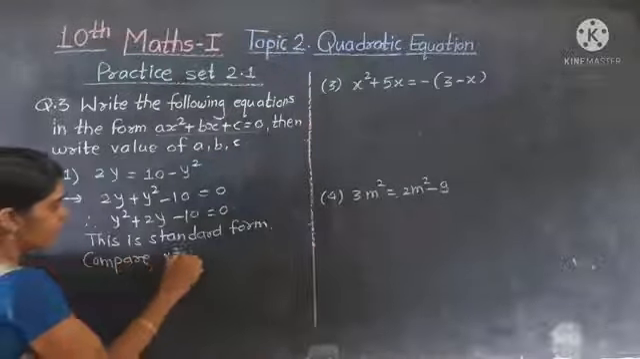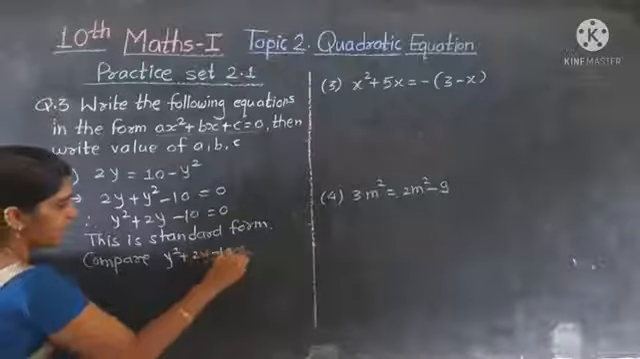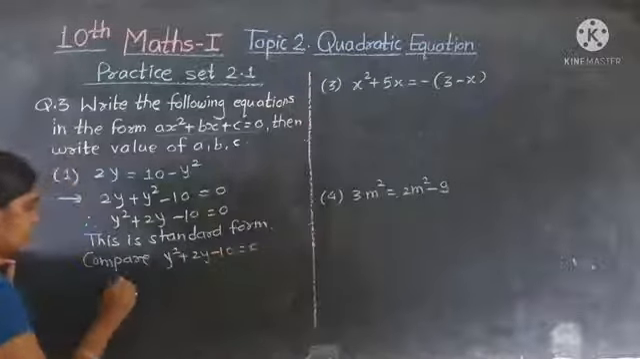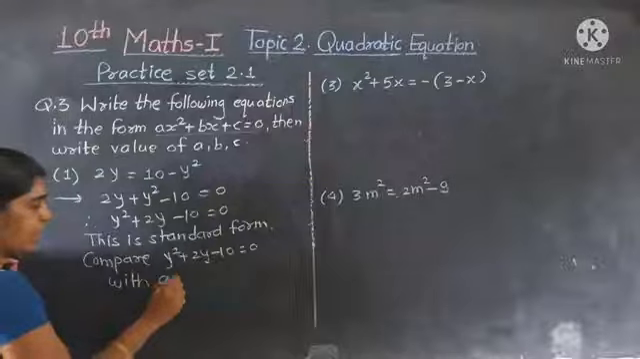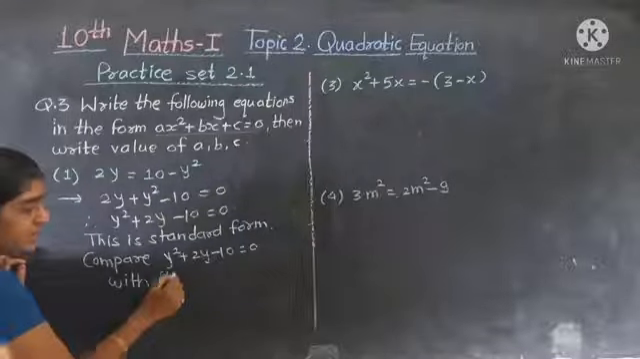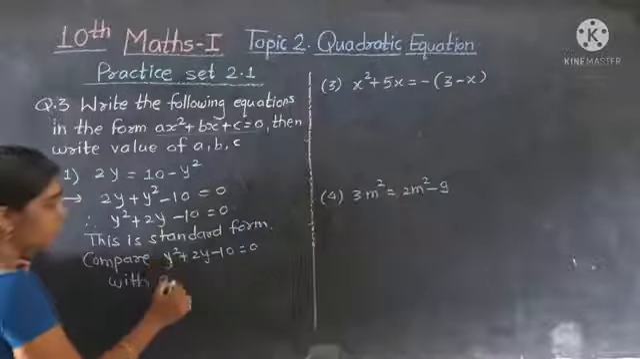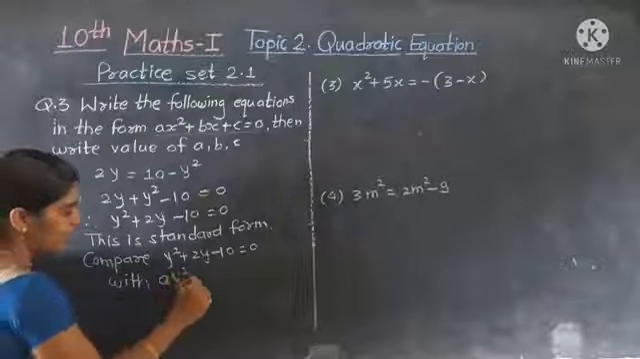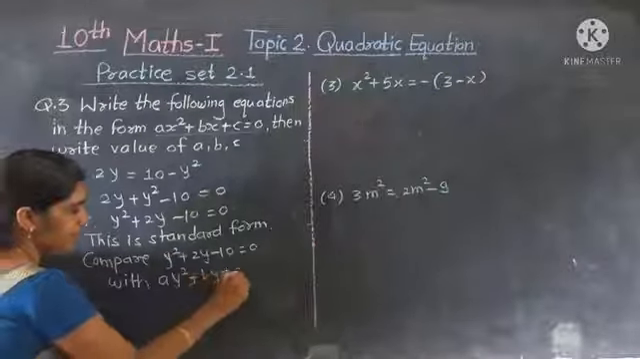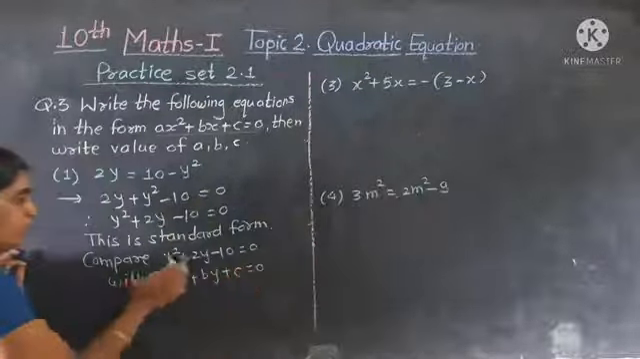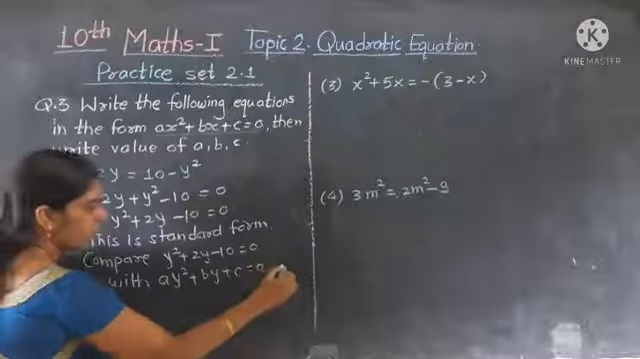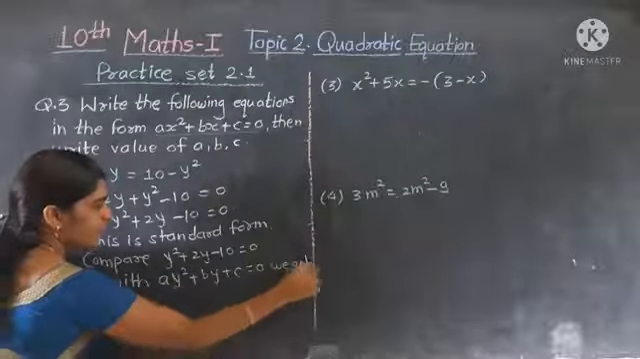Compare y square plus 2y minus 10 is equal to 0 with our general form, ax square. Here the variable is y, so you write ay square plus by plus c is equal to 0. Compare with the standard form.